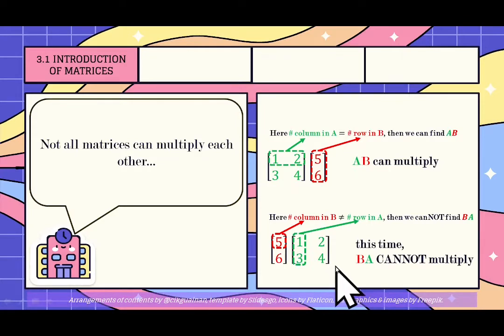Even though A and B are the same matrices that we multiplied before, it doesn't mean that if you change it into BA, then you can multiply. So you had better watch out for the number of columns of the first matrix and the number of rows in the second matrix.